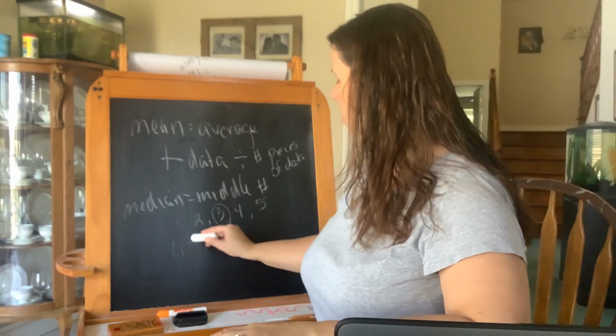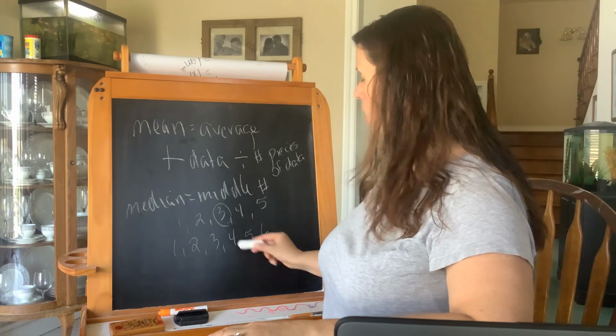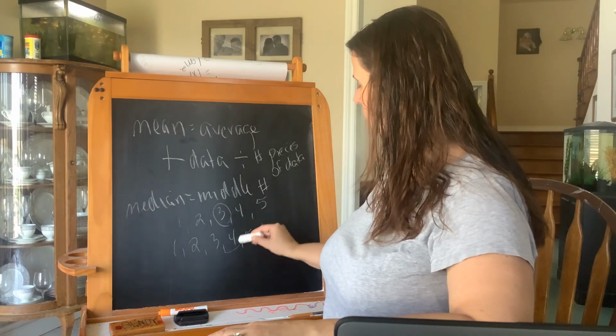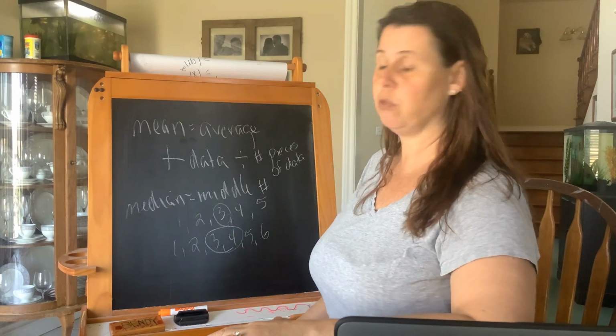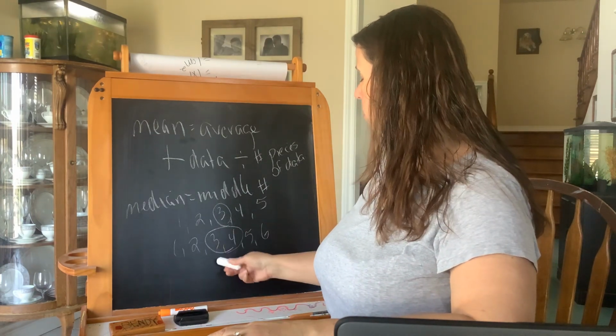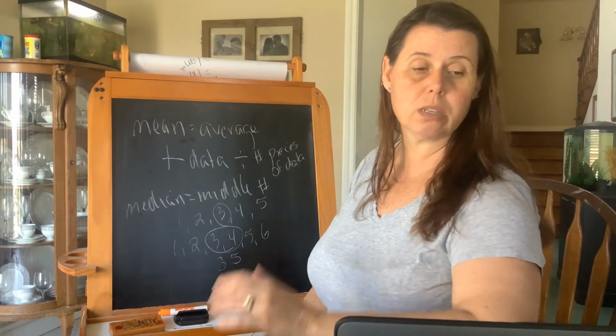In this case, 3 is in the middle. If it was 1, 2, 3, 4, 5, 6, we wouldn't have a number in the middle. So we would take the 2 middle numbers and figure out what is halfway between them. So what's between 3 and 4? 3.5. Okay, that's how you figure out the median.